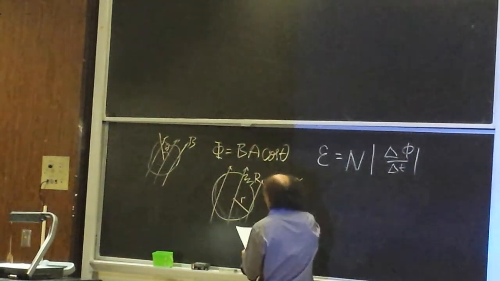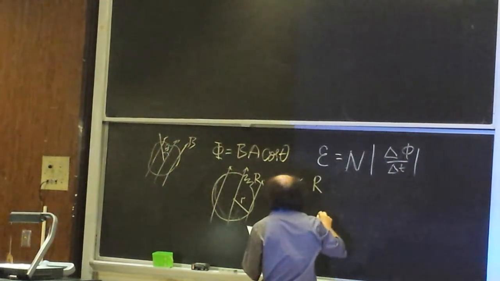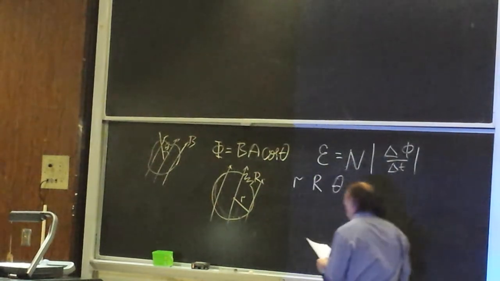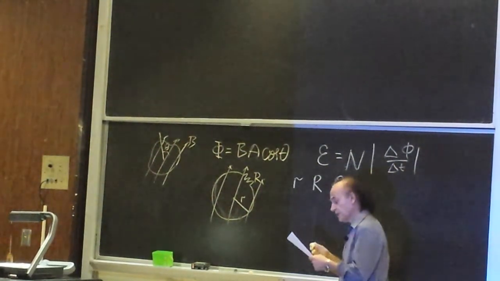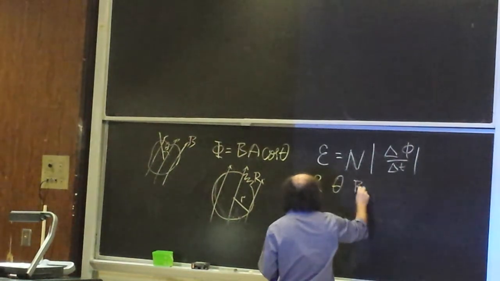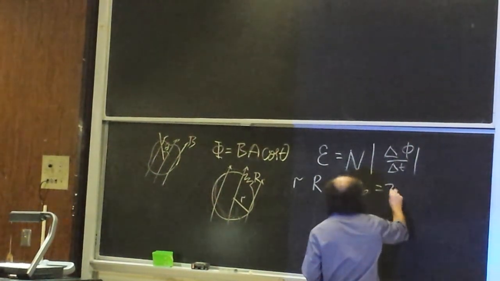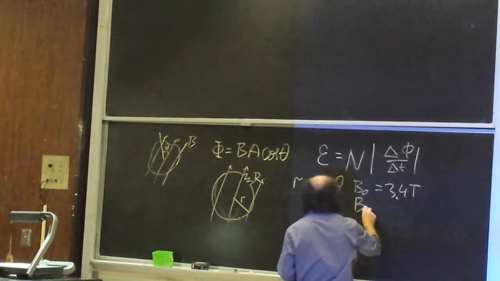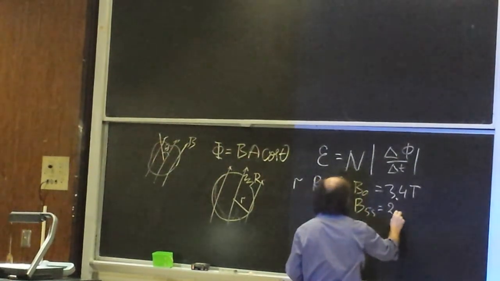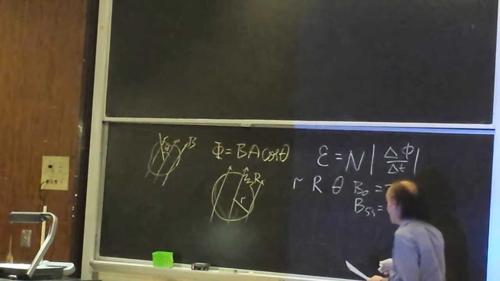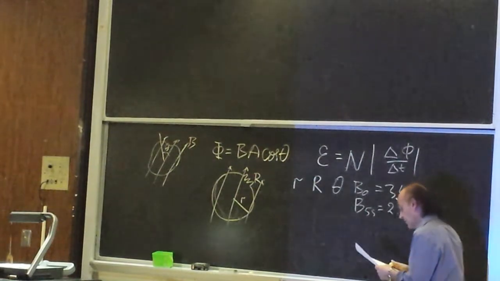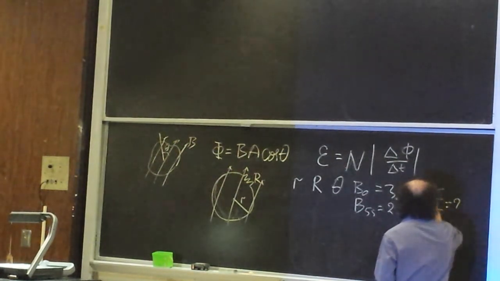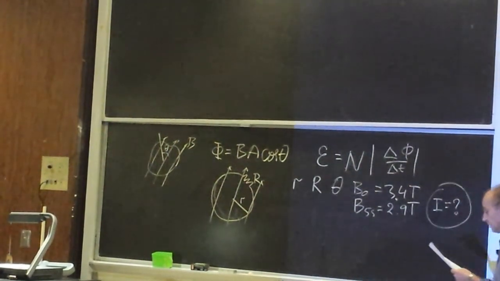You are given the radius of the circle, the resistance of that circle, and the angle theta between the magnetic field and the normal to the surface. And the magnetic field is changing. Initially, the magnetic field, let me call it B0, is 3.4 Tesla. And after 5 seconds, let me call it B, it is 2.9 Tesla. The magnetic field is changing, therefore the flux is changing. You should find the current because of the changing magnetic field.